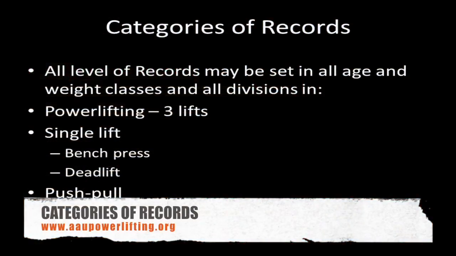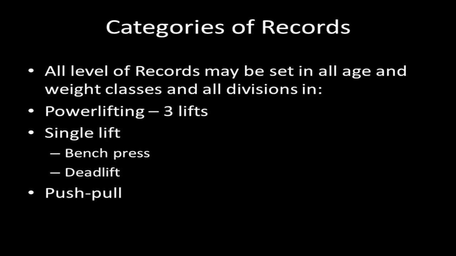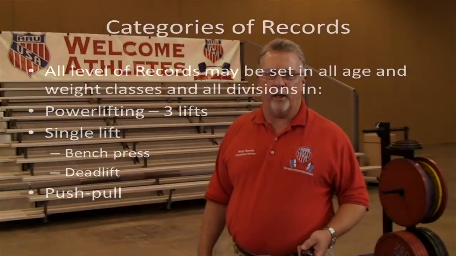Any level of these records may be set in all age and weight classes and in both the raw and the assisted divisions. You have the powerlifting records, which consist of all 3 lifts and include a total. You have single lift records, which include the bench press and the deadlift. And then you have the push-pull records, which include a combination of bench press and deadlift. That is a special category that may or may not be offered at the meet that you're currently attending. All of our American and world records are on the AAU website.